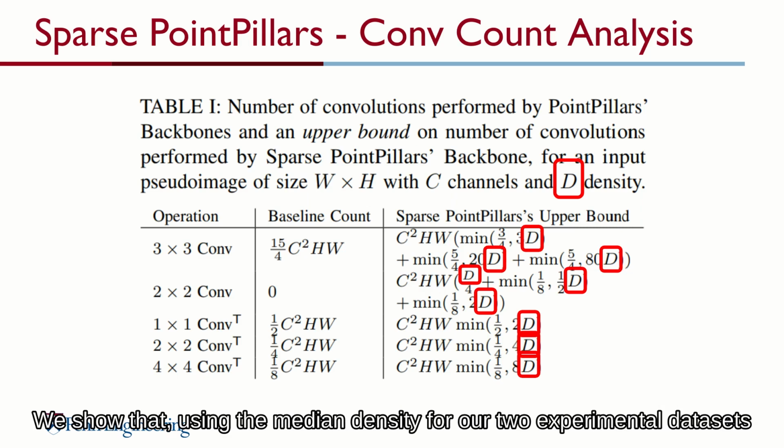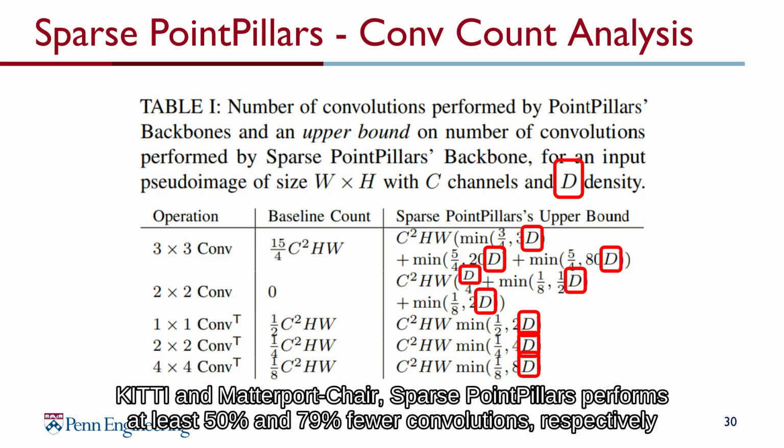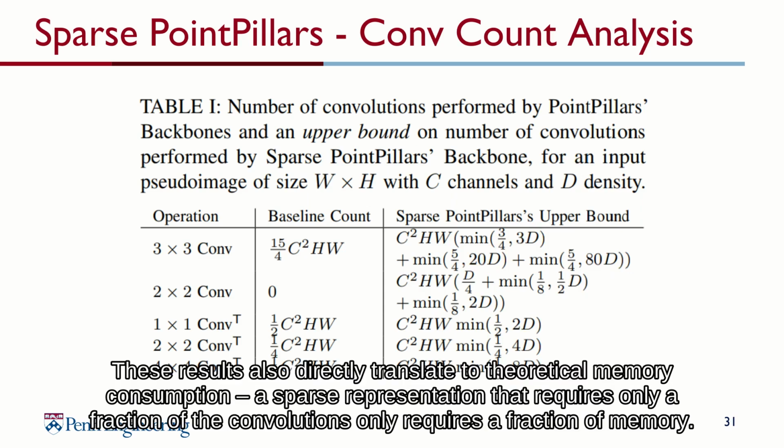We show that, using the median density for our two experimental datasets, KITTI and Matterport Chair, Sparse PointPillars performs at least 50% and 79% fewer convolutions respectively. These results also directly translate to theoretical memory consumption. A sparse representation that requires only a fraction of the convolutions also only requires a fraction of the memory.